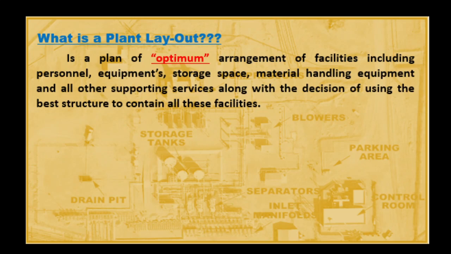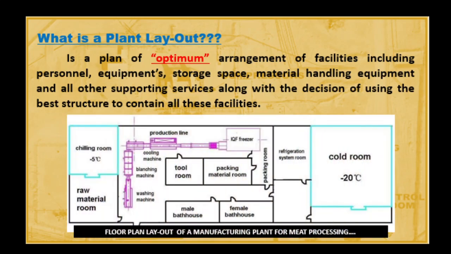So fourth one na dapat natin consider dito is yung material handling equipment or material transport equipment such as forklifts, conveyor systems, and alike. Then last one, and all other supporting services. So pag sinabi natin supporting services, we may be referring to the comfort rooms, to the locker rooms, to the recreational facilities. So this along with the decision of using the best structure to contain all these facilities. So as can be seen, we have here a floor plan layout of a manufacturing plant for a meat processing industry.